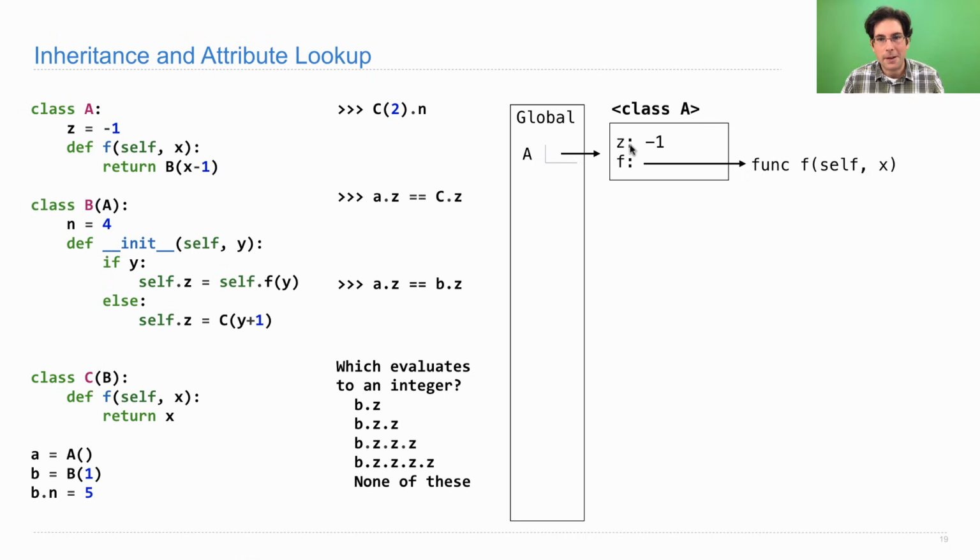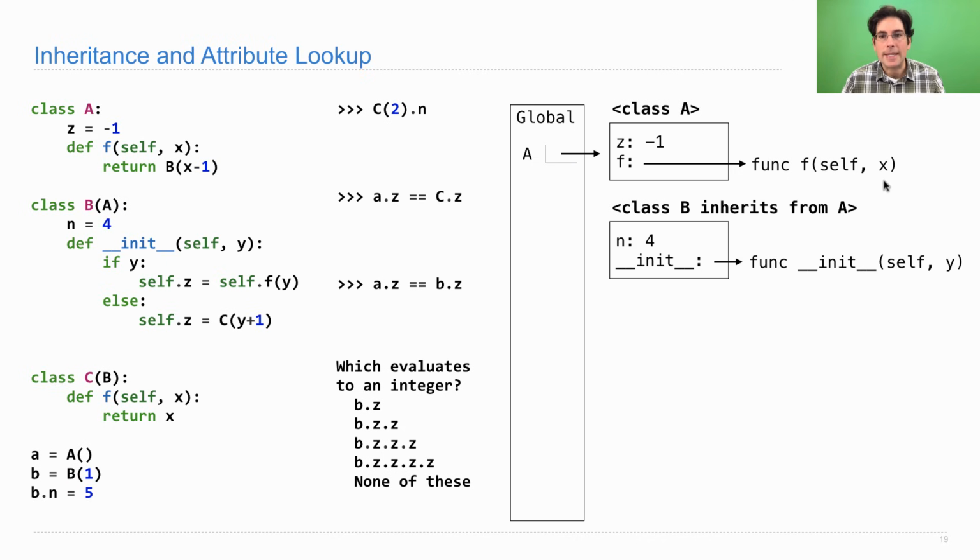Now the class itself has two class attributes. Z is -1 due to this assignment statement, and f is the function that returns b of x minus 1. This function, like any other function, does have a parent frame. All of the functions in this example have parent frame global, so I'm not going to write them in. So this structure was created by executing the first class statement.